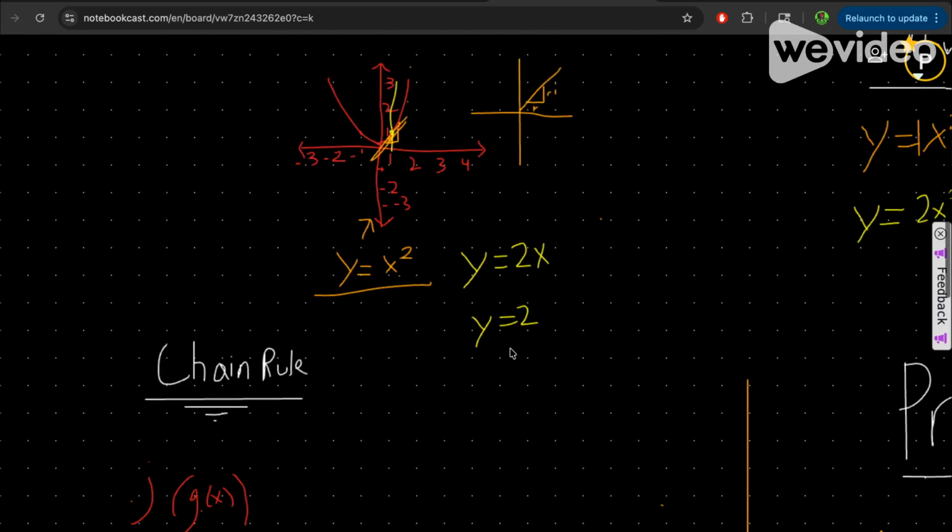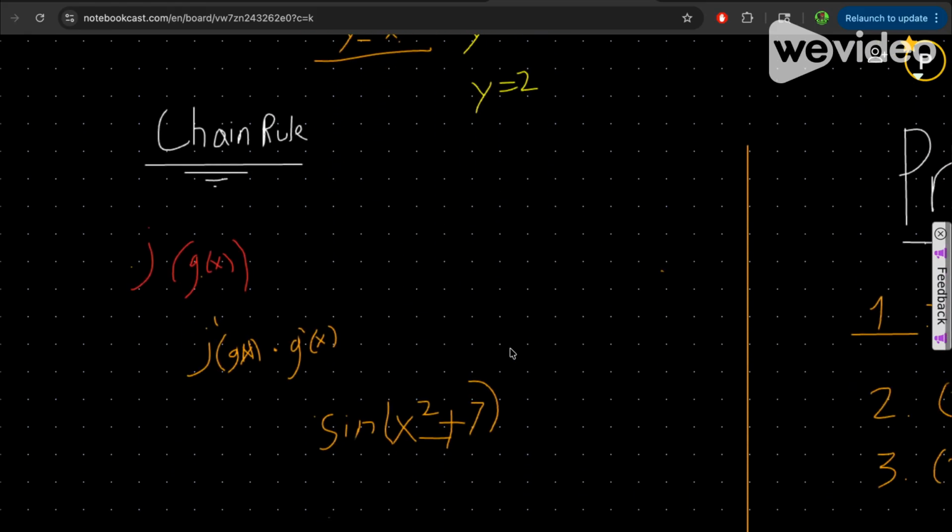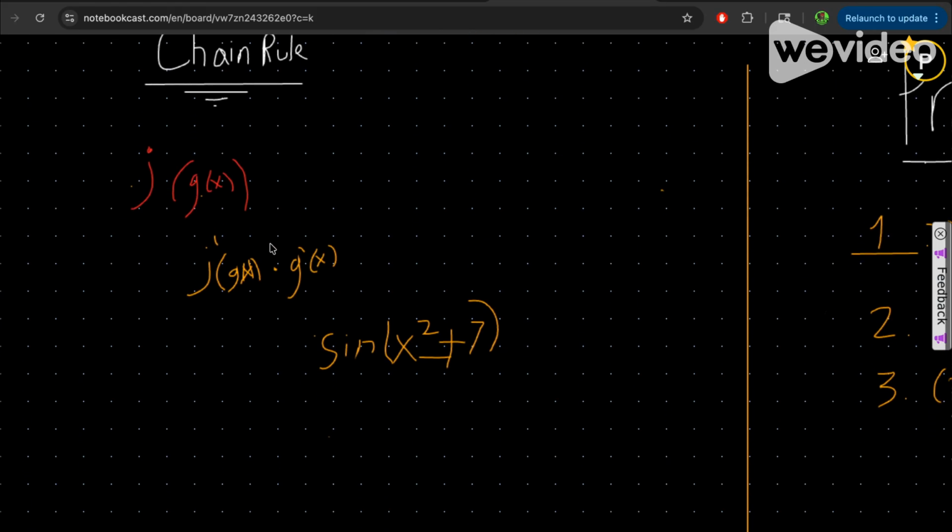Okay, third and final rule that we'll be doing is the chain rule. It is j of g of x, the chain rule. So an example problem we'll be using for this is sine of x squared plus 7.